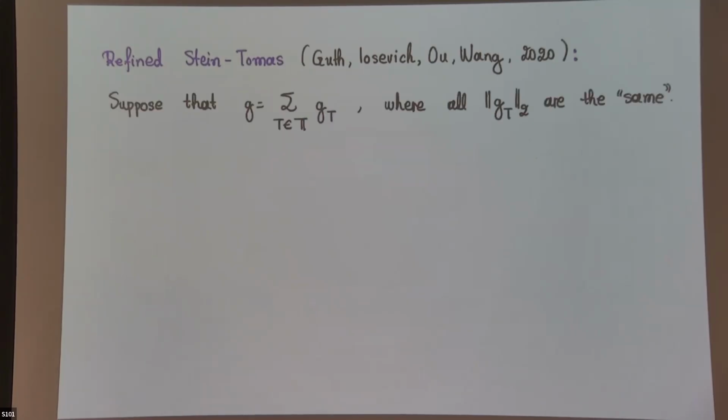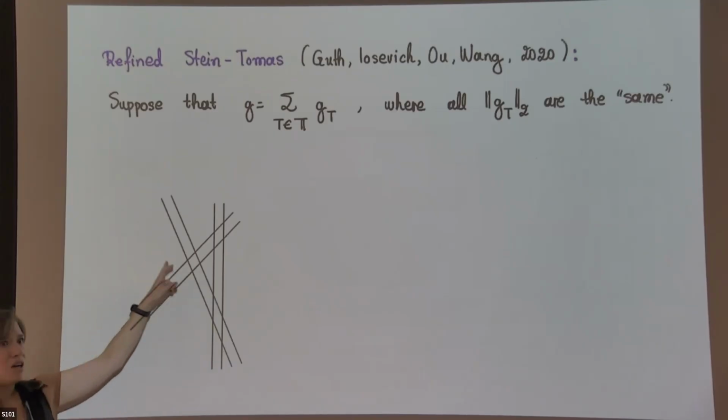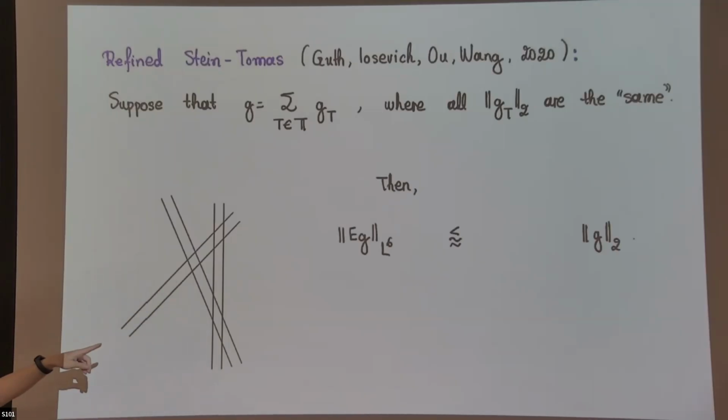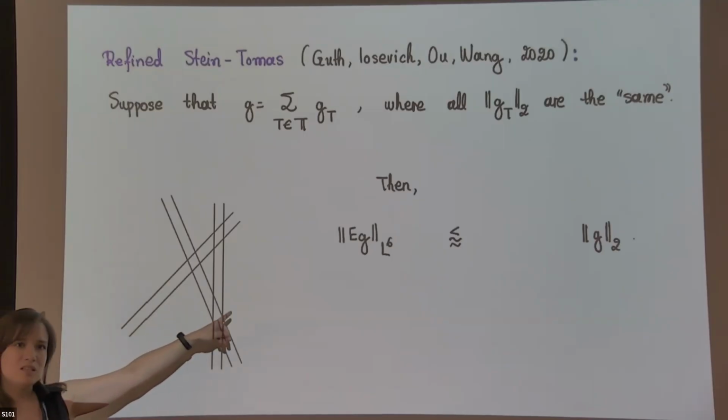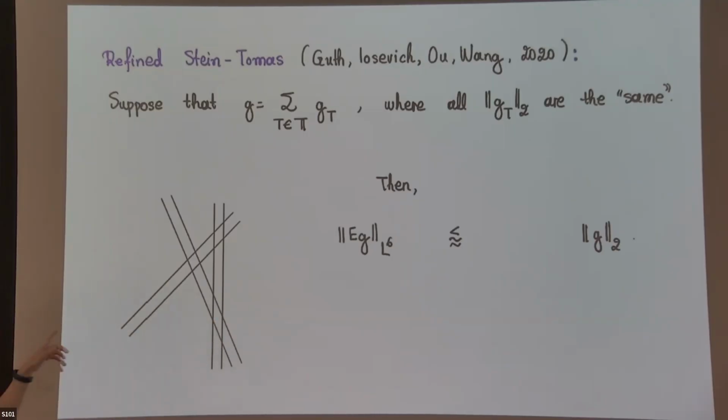And it says the following: let's take a function that's a sum of wave packets, but all of them have roughly the same L2 norms. Okay, so here are the weights, the tubes in which the extension operator of each wave packet evolves. Now, Stein-Tomas says this, that we are bounded from L2 to L6. But we want to do better than this. We can't do better in general, but we can in a restricted set on the left-hand side here.